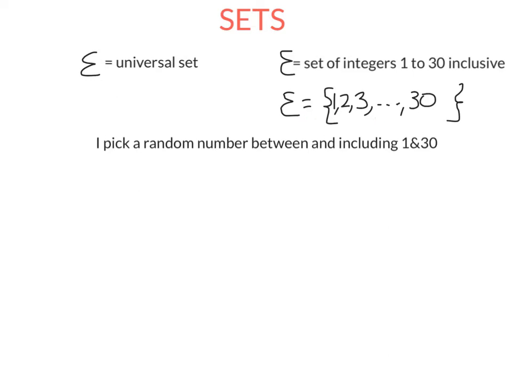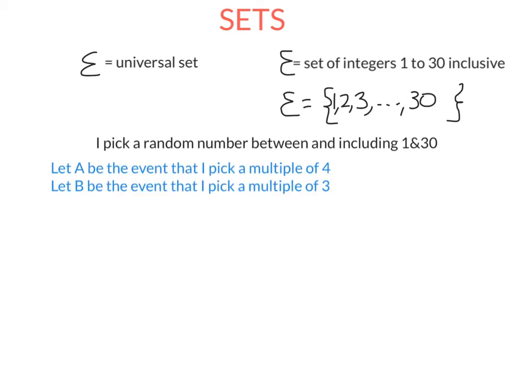So we're going to define two subsets of epsilon. We're going to let A be the event that I pick a multiple of 4 and B be the event that I pick a multiple of 3. So A and B are actually sets. They are lists of possible outcomes.